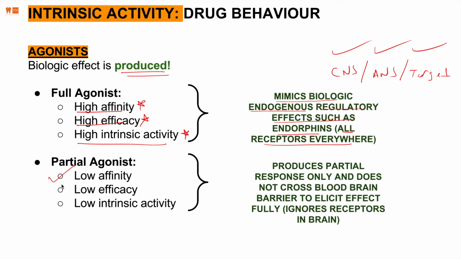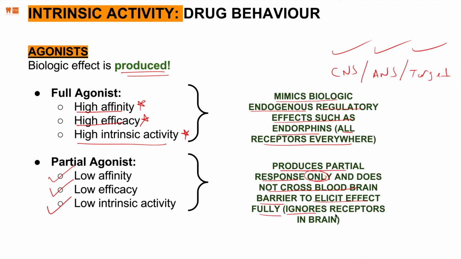However, a partial agonist has a low affinity, not as tight of a bond. It can be removed by the antagonistics very easily. And a low efficacy. It doesn't produce maximum response. And a low intrinsic activity, in other words, it doesn't always have the all or none effect. So basically, it produces partial response, right? Partial response only, and does not cross the blood-brain barrier to elicit effects fully.